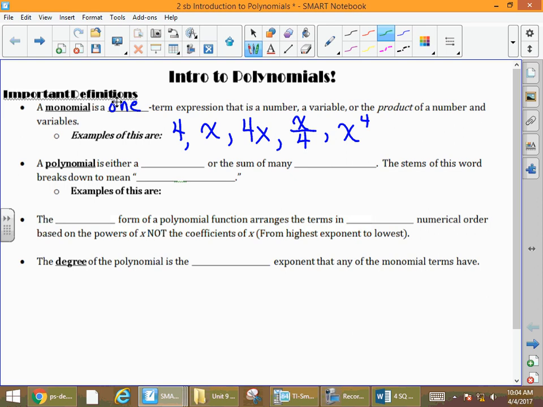Our next word is polynomial. Well, what does poly mean? Tiffany? Multiple or many terms. And this one is, a polynomial is either a monomial, or it can be a lot of monomials added together. The sum of many monomials. But I got ahead of myself, but Tiffany just told us a moment ago that polynomial comes from the word many terms.